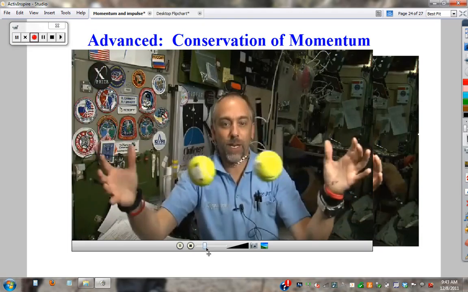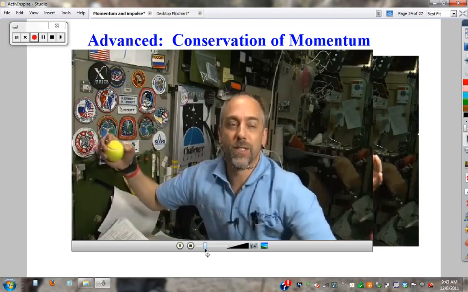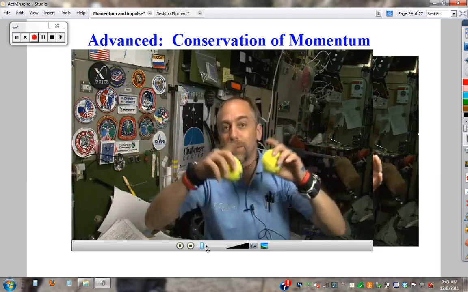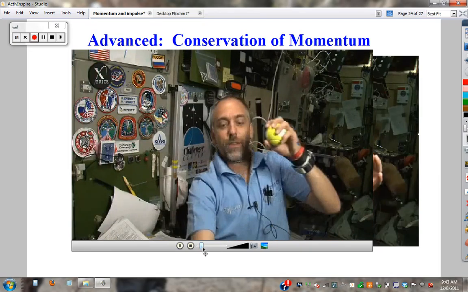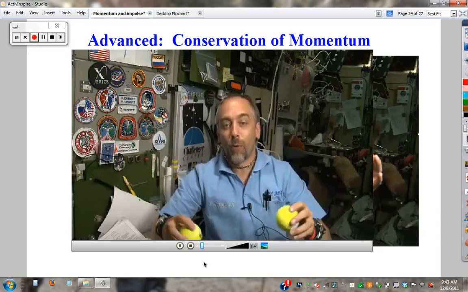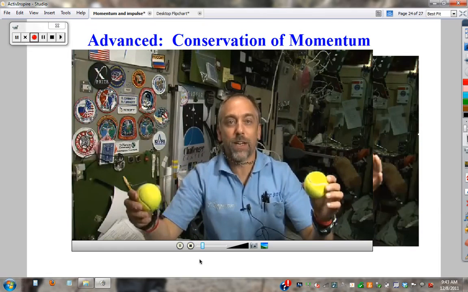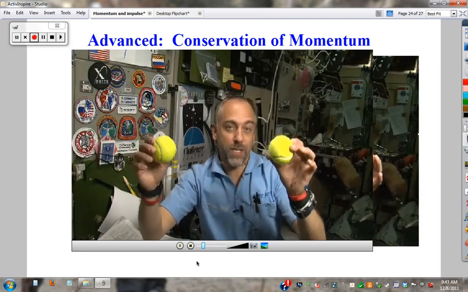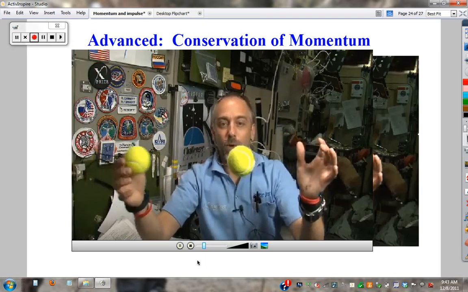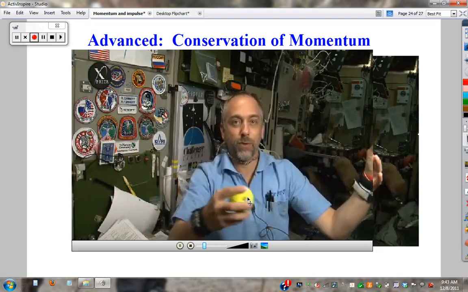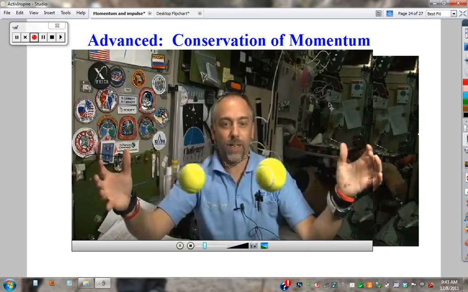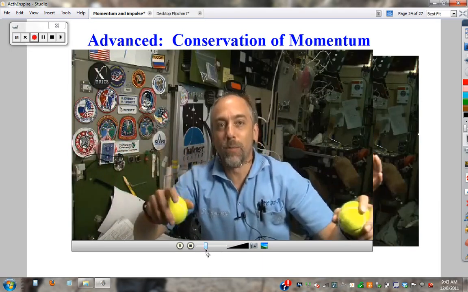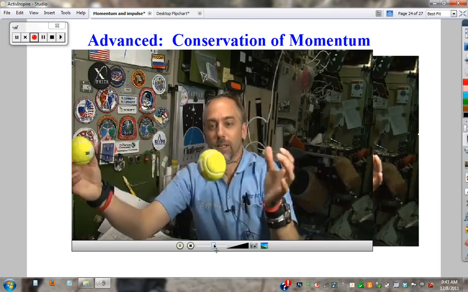Let's see it again. So this one flies off with a little bit of velocity. Most of it's transferred to that one. But for the most part, momentum's conserved. And it's the same when they stick together.